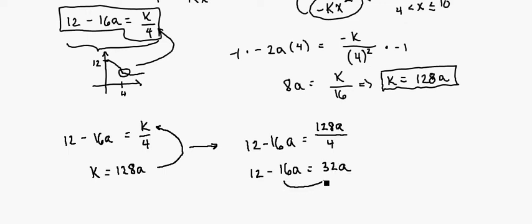We can bring the 16a over to this side. We'll have 48a is equal to 12. And if we divide both sides by 48, we'll get a is equal to 12 divided by 48, which simplifies nicely to 1/4.